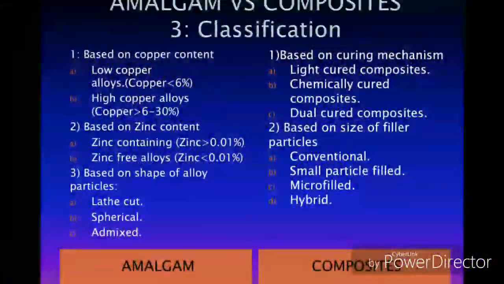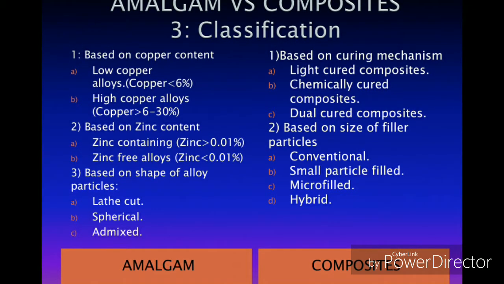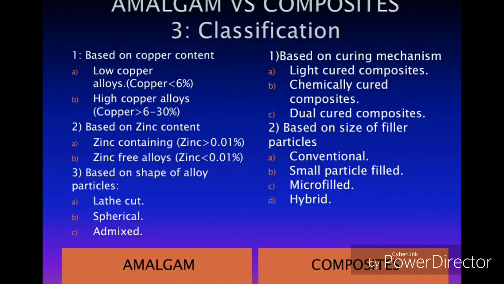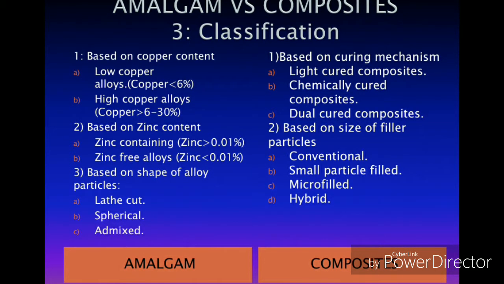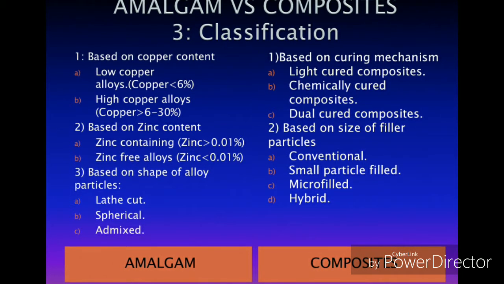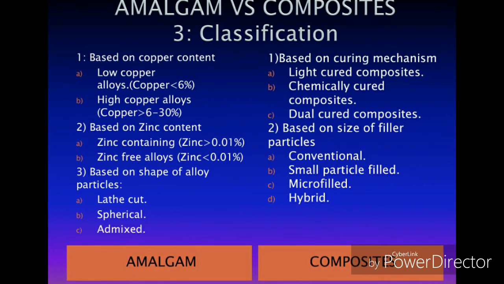The third heading is the classification. Based on the copper content, the amalgam is classified into low copper or high copper dental amalgam alloys. Low copper alloys have a copper content less than 6%, whereas the high copper dental alloys have a copper content in the range of 6 to 30%. Secondly, on the basis of zinc content, amalgam alloy can either be zinc containing or zinc free alloys. Zinc containing amalgam alloys have zinc content more than 0.01%, whereas if the zinc content is less than 0.01%, it is called zinc free amalgam alloy.